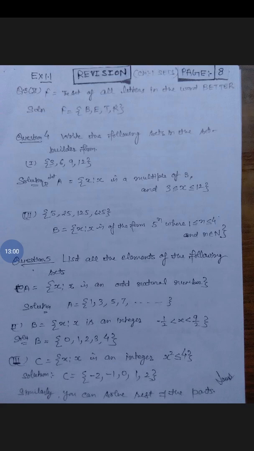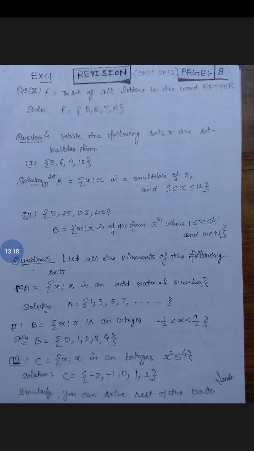Now come to the next question, the sixth part of the third question: the set of all the letters in the word BETTER. E is repeating 2 times and T is repeating 2 times, so you write each only one time: B, comma E, comma T, comma R.